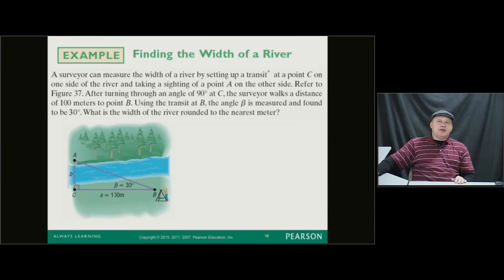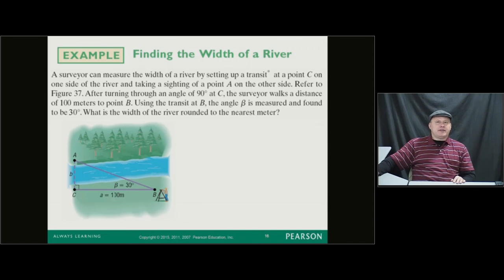Okay, after turning through an angle of 90 degrees at C, the surveyor walks a distance along the bank of 100 meters, as the picture indicates, to point B. And then he uses his transit to find what that angle is going to be to where A is at. And then once he found that angle, he measures it, and it looks like it's around 30 degrees. All right? What is the width of the river rounded to the nearest meter? So maybe that river is really wide and you can't cross it. You want to know how wide the river is at that point.